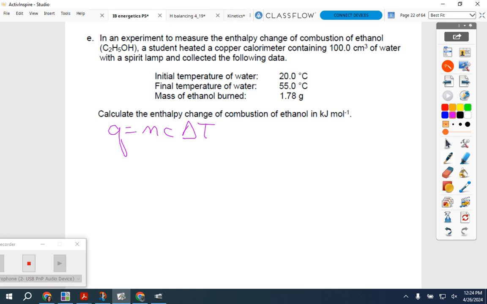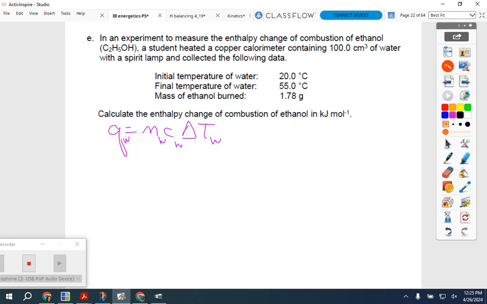Why is it 100 and not 1.78? Exactly. Because this is the heat gained by the water. We've measured the delta T of the water. We're using the specific heat of water to calculate it. So we need the mass of the water.